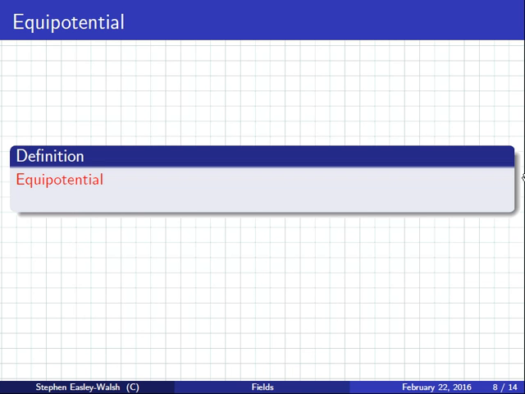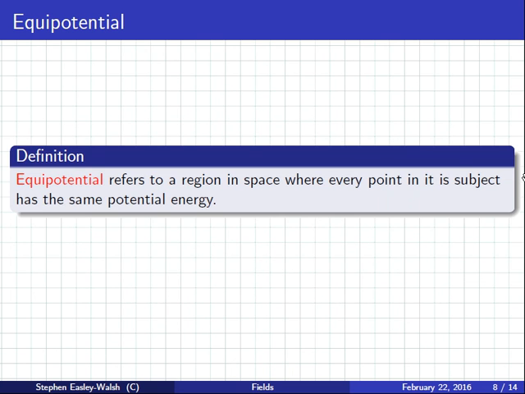Right, equipotential refers to the part of space where every point has the same potential energy. So equi means equal, so it's the points where all the potential energy is the same. Now, we'll have a look at that in a second, but please grab the definition here.